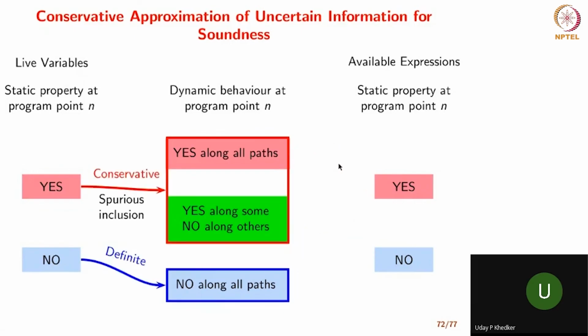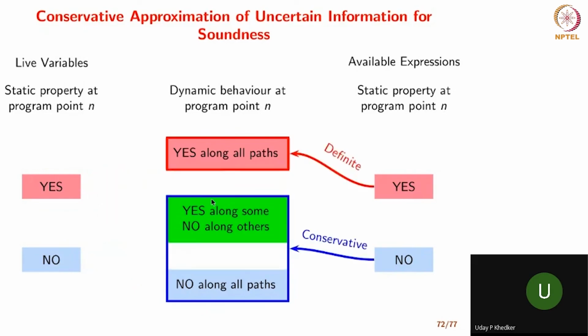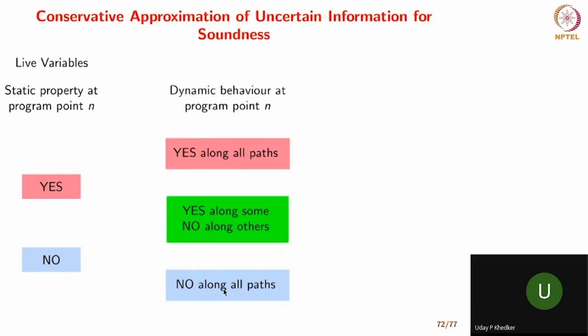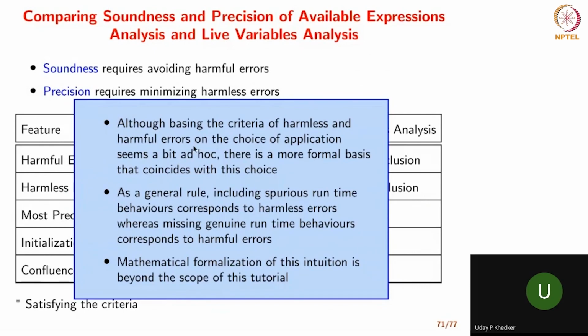Remember when we talked about this yes no combining, here we didn't say our application is dead code elimination. We simply went by the formal definition which said that it's a some path property. Here also we went by the formal definition where we said it's an every path property. We did not say we will do available expressions analysis. So this brings us back to the observation made here, that there is a more formal basis that coincides with this choice of the criteria of harmless and harmful error on the basis of an application.